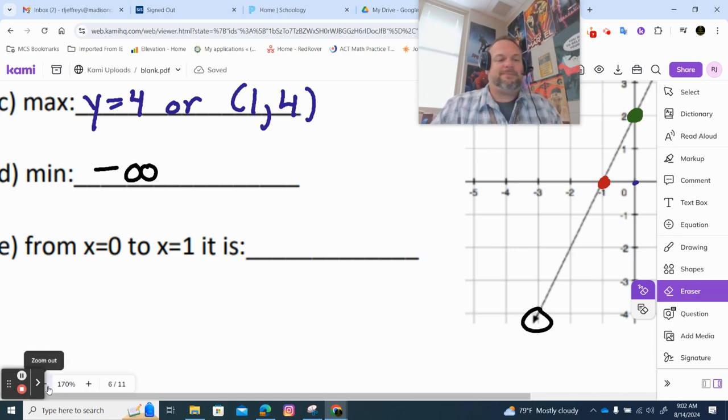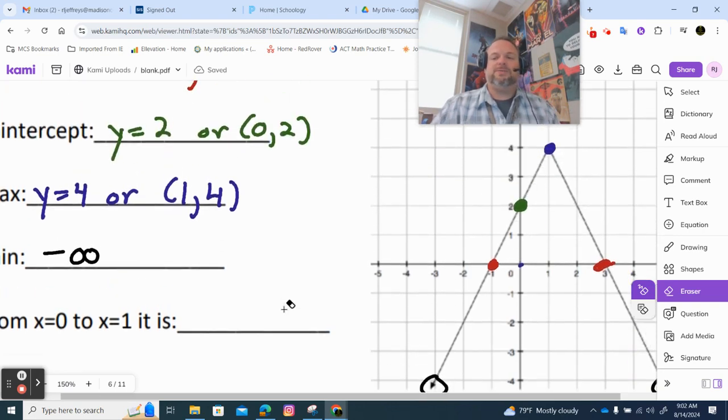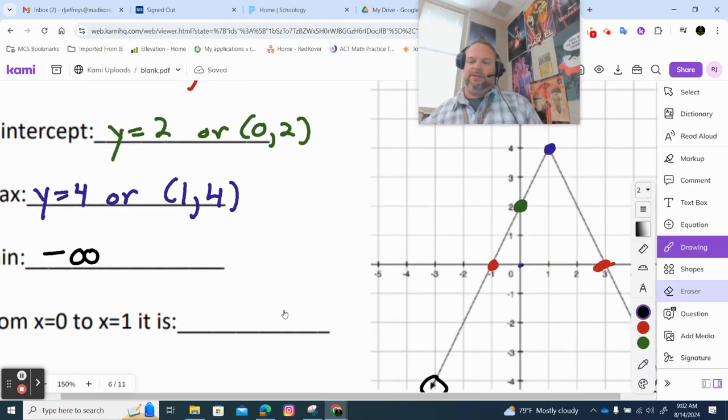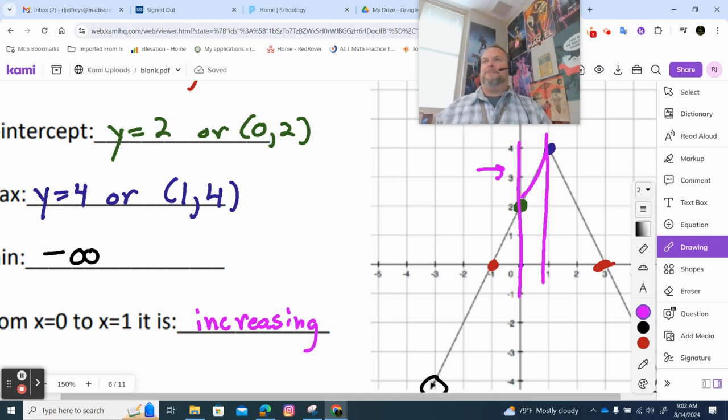All right. From x equals 0 to x equals 1. So let's look at that interval. From x equals 0 to x equals 1. As we look, going this way, it's going what? Up. So this is increasing. Bam!